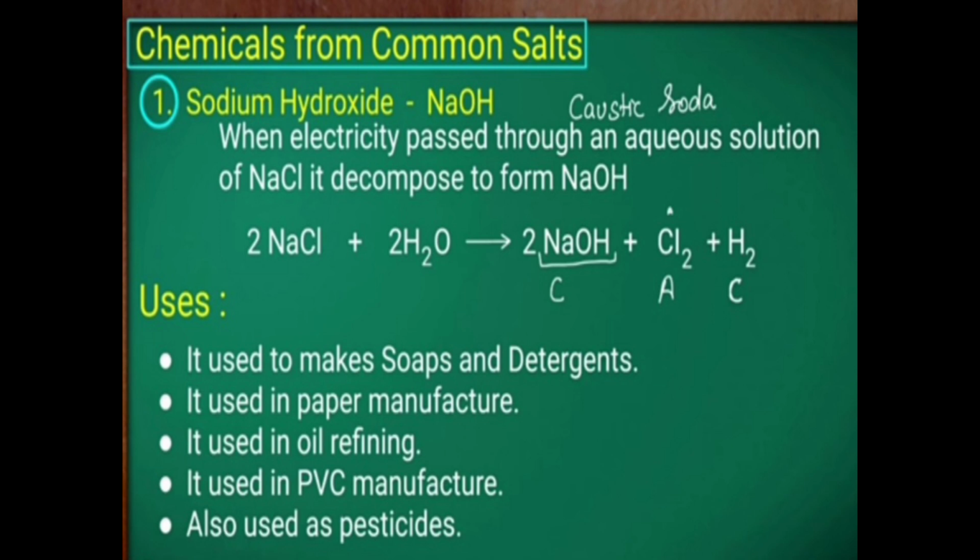Now the uses of sodium hydroxide in our everyday life. It is used to make soaps and detergents. Soap and detergent companies use NaOH for the formation of soaps and detergents. It is also used in paper manufacturing, in oil refining, in PVC, that is polyvinyl chloride, manufacture, and for the formation of pesticides.